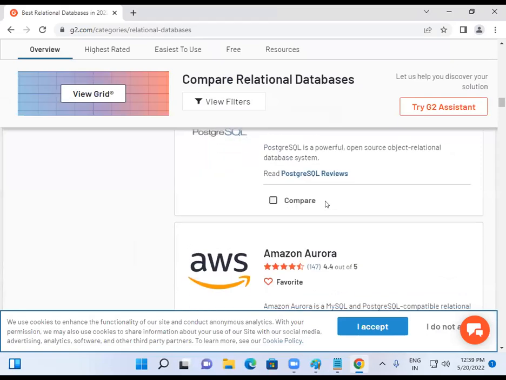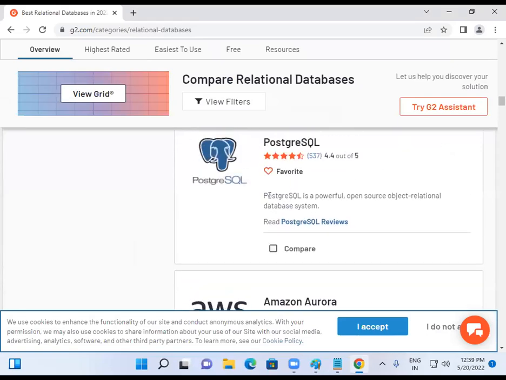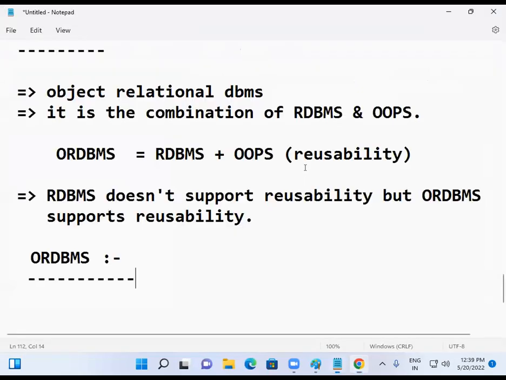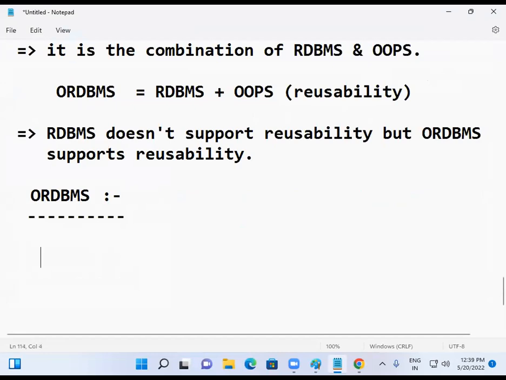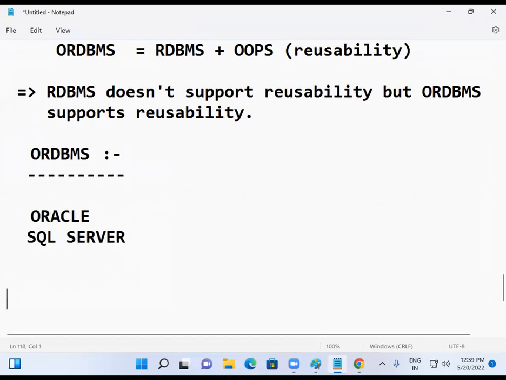See this. So what is it saying? This is PostgreSQL, a powerful open source object relational database system. That means PostgreSQL supports it. Like that, there are a number of them. One is Oracle. Another one is SQL Server. Another one I just showed, PostgreSQL, supports object relational. There are a number of systems that support this.